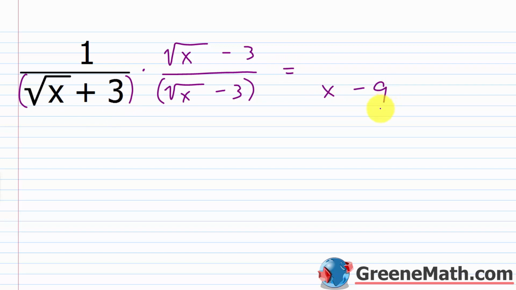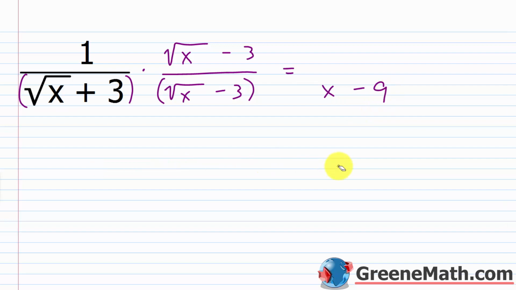Okay? So if you want to go through that the long way, square root of x times square root of x is x. The outer would be minus 3 times square root of x. The inner would be plus 3 times square root of x. So you can see those would cancel. And the last would be minus 9. Okay, so this is gone, and you're just left with x minus 9, right, which is exactly what you have there.